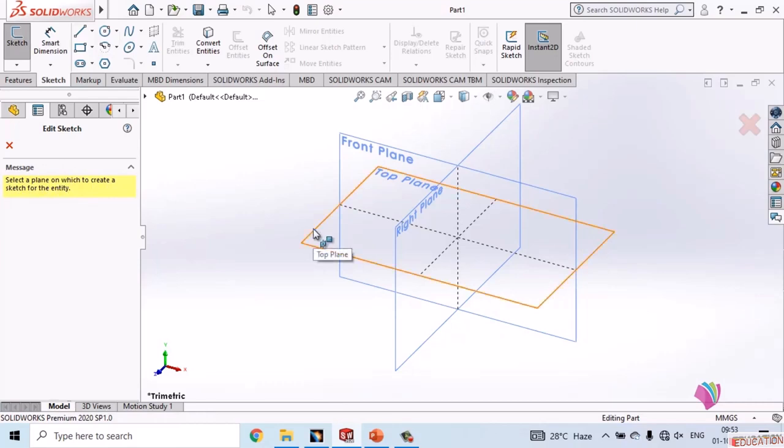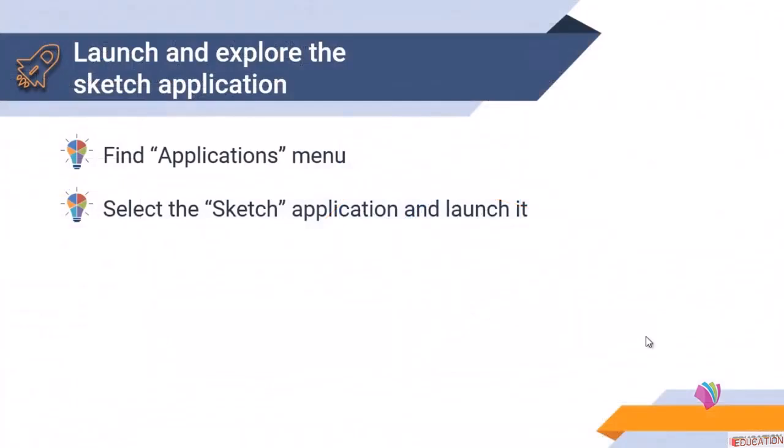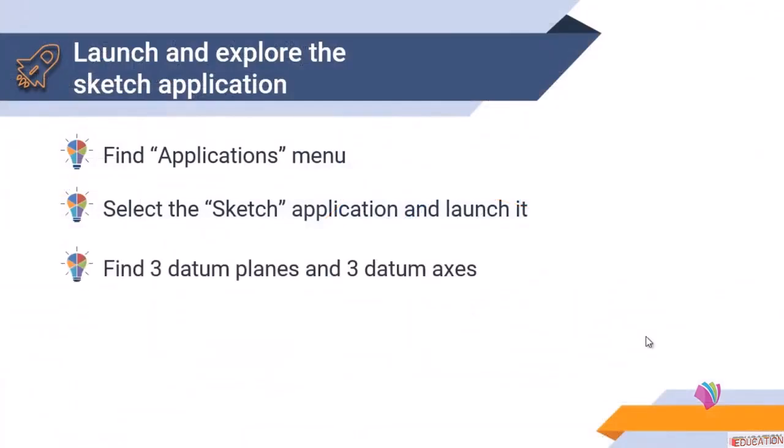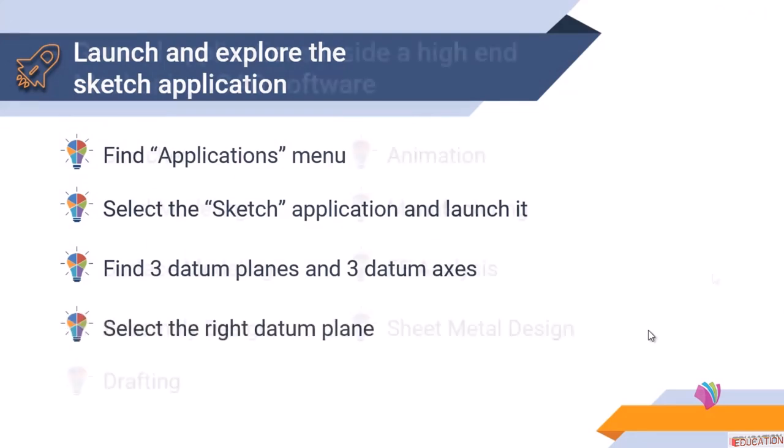For a sketch, the basic requirement is a 2D plane, because whenever you want to draw anything which is a 2D, you have to select a plane, or so to say, if you want to write something, you have to have a paper. So plane is like a paper. You are having the pen, but you require a paper. So we are going to select a plane. So here comes the third step. Find the 3 datum planes and 3 datum axes. And the fourth step is you have to select the right datum plane to create the 2D sketch.